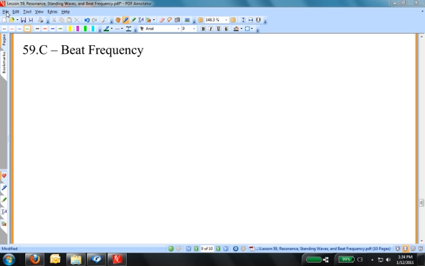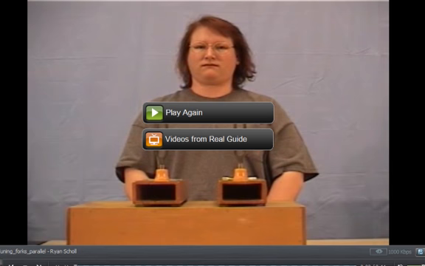Beats are what occurs when you have two frequencies that are fairly close to each other that are sounded at the same time, but they produce some wobbly sound as a result of being slightly different frequencies. Here are some videos illustrating beats. In this video, we have a pair of tuning forks that are slightly out of tune, and they're going to be played together.